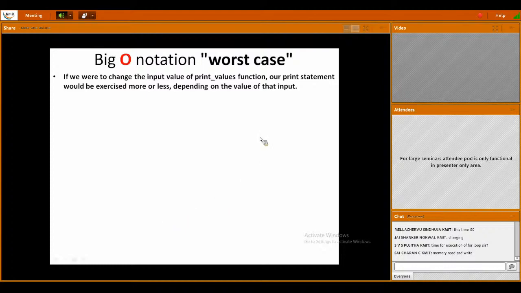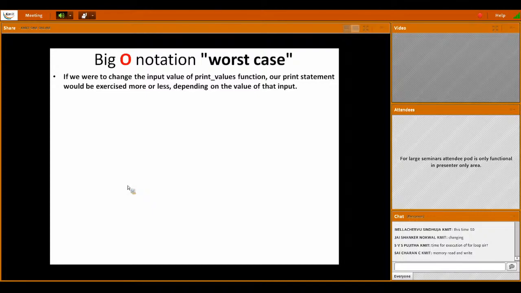Now, if we were to change the input value of print_value, that is the end which we pass as 100, our print statement would be exercised more or less depending on the value given as input, isn't it? If I increase the input to 1000, obviously the loop time will increase. If I decrease the input to 1, the loop time will considerably reduce, right? So in short, more or less, it is linearly dependent.